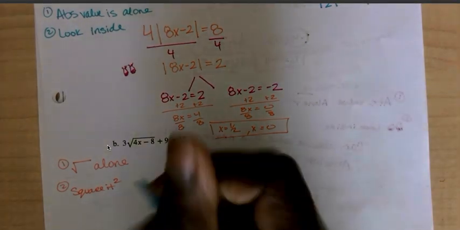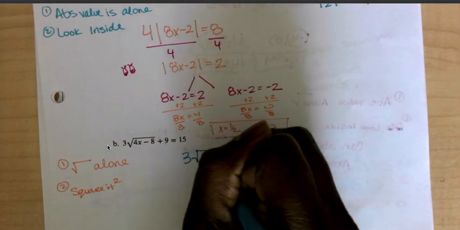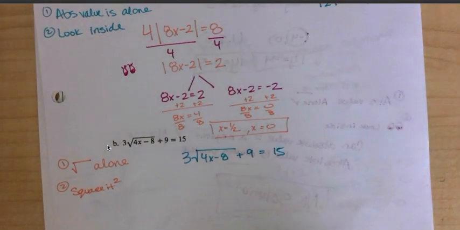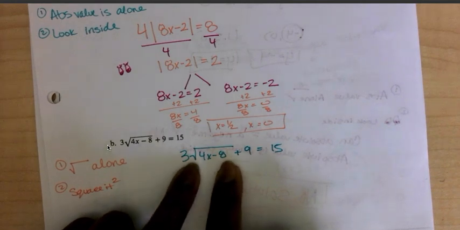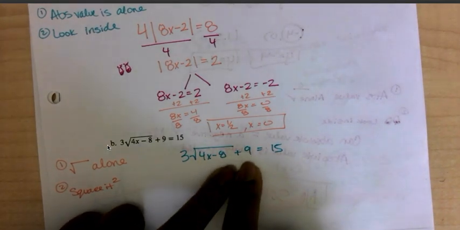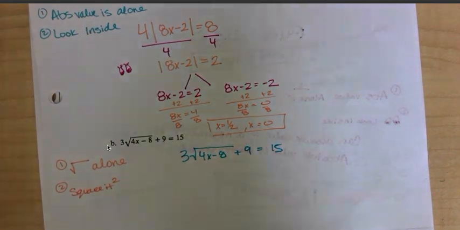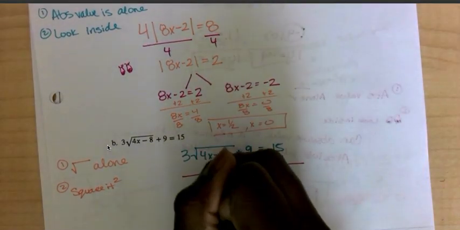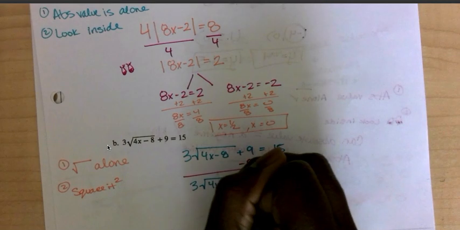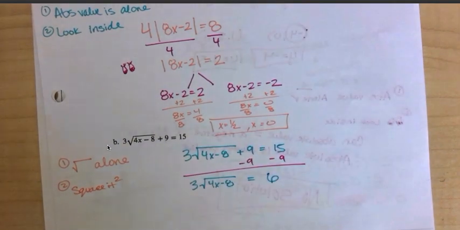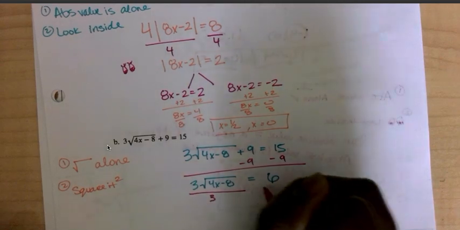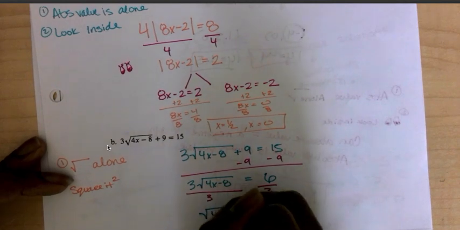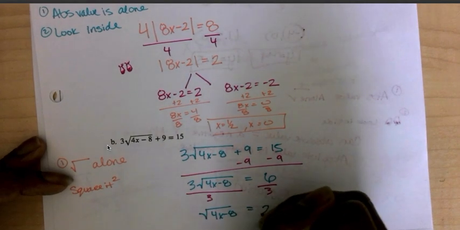So I'm going to rewrite the equation over here so I can have some room. When you think about this, you want to get rid of terms. Before I try to get this by itself and get rid of the 3, I have another term that's in my way. So I'm going to get that term out of the way first. So now I have 3 square root of 4x minus 8 is equal to 6. Now we can get rid of the 3 by dividing it because it was multiplied. Now I have the square root of 4x minus 8 is equal to 2.